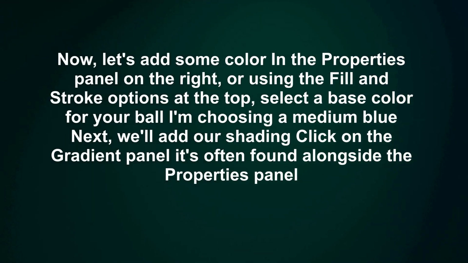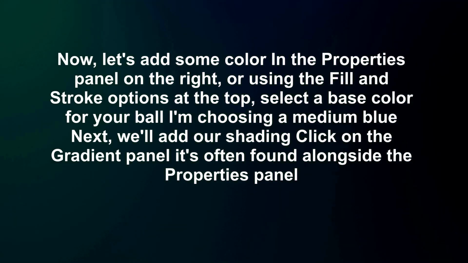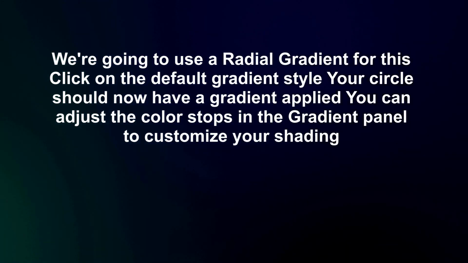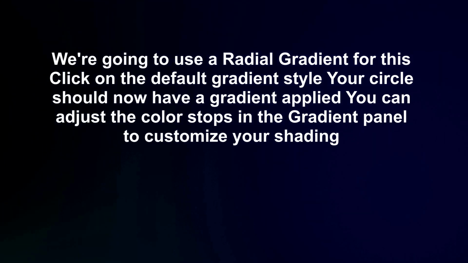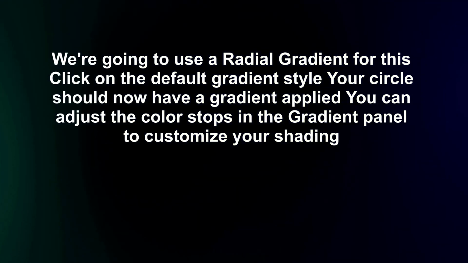Click on the gradient panel. It's often found alongside the properties panel. We're going to use a radial gradient for this. Click on the default gradient style. Your circle should now have a gradient applied.